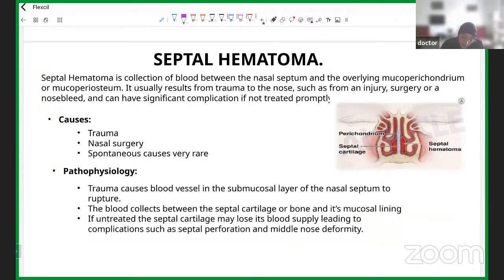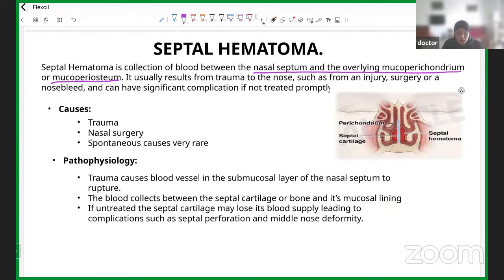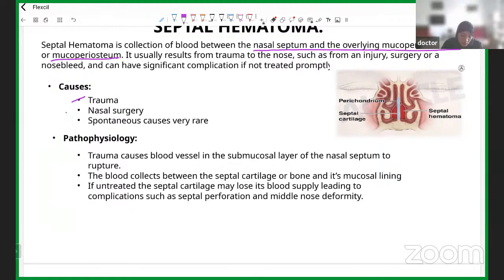So it is the blood collection between the nasal septum and the overlying mucoperichondrium structure. It is the same word, perichondrium, or periosteum of the nasal septal bone. Now, this is usually due to trauma, usually seen in patients who play boxing matches, or some sort of injury or surgery. Any sort of trauma can lead to nosebleed. All right. So causes: trauma, nasal surgery, or any spontaneous cause unknown.